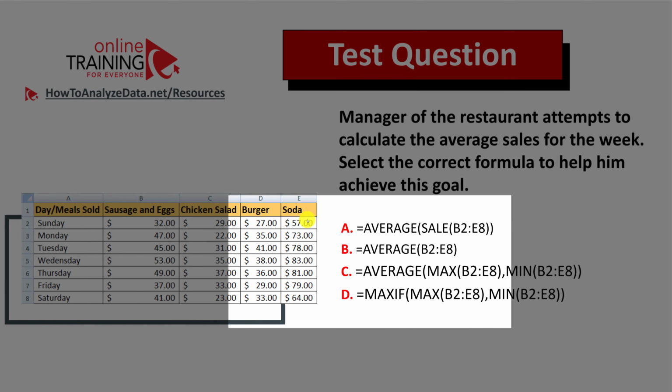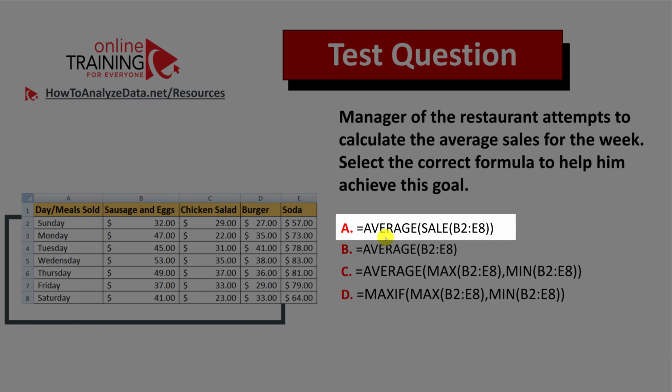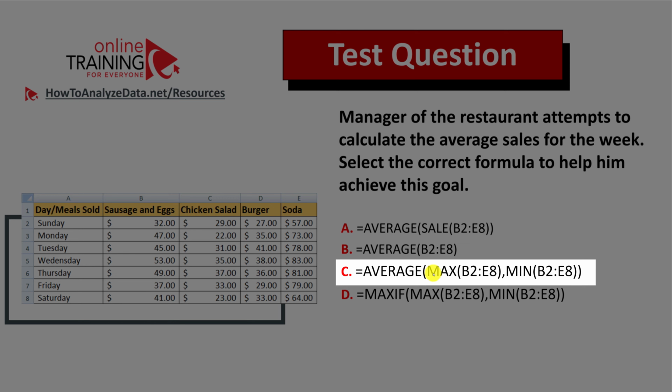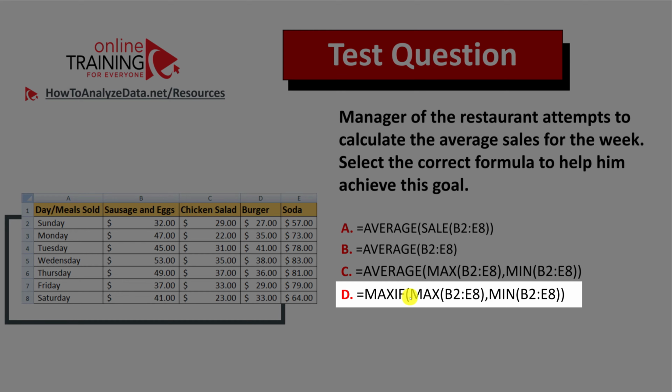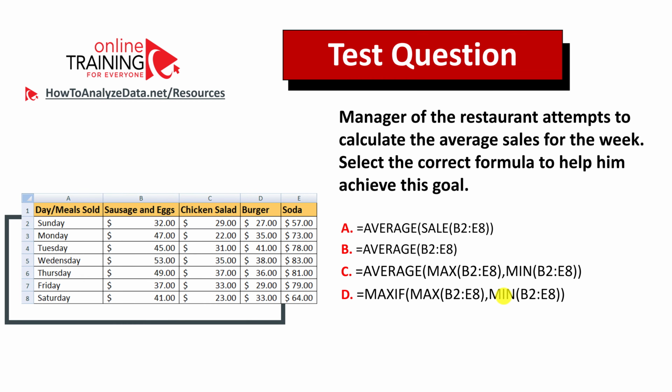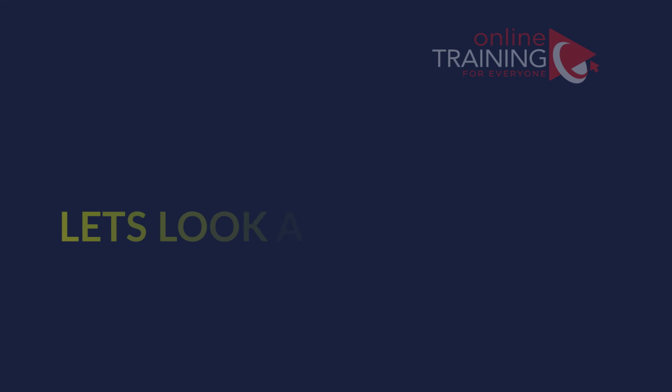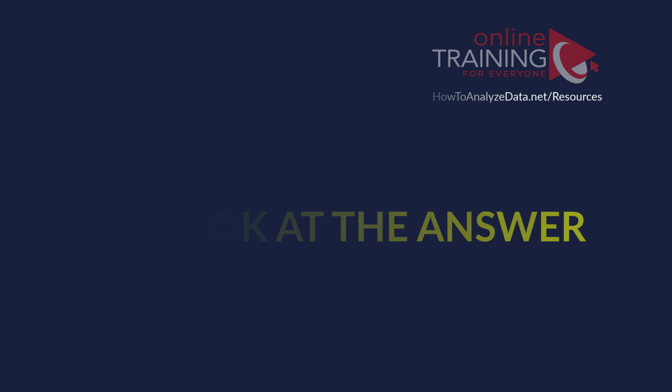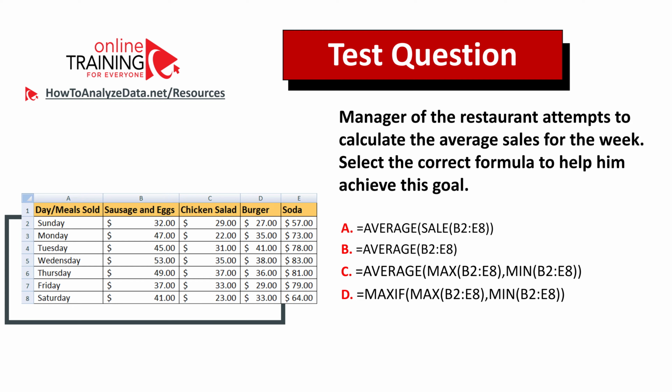And you have 4 different choices to choose from. Average formula. And inside average, there is a sale formula. Average formula, then average, and inside average, max and min formulas. And last but not least is the choice with the max if formula with the max and min formulas inside. Do you think you know the answer? Give yourself 10 to 15 seconds to see if you can come up with the answer on your own. Did you figure out the solution? Let's continue to see how we can solve and get to the correct solution together.